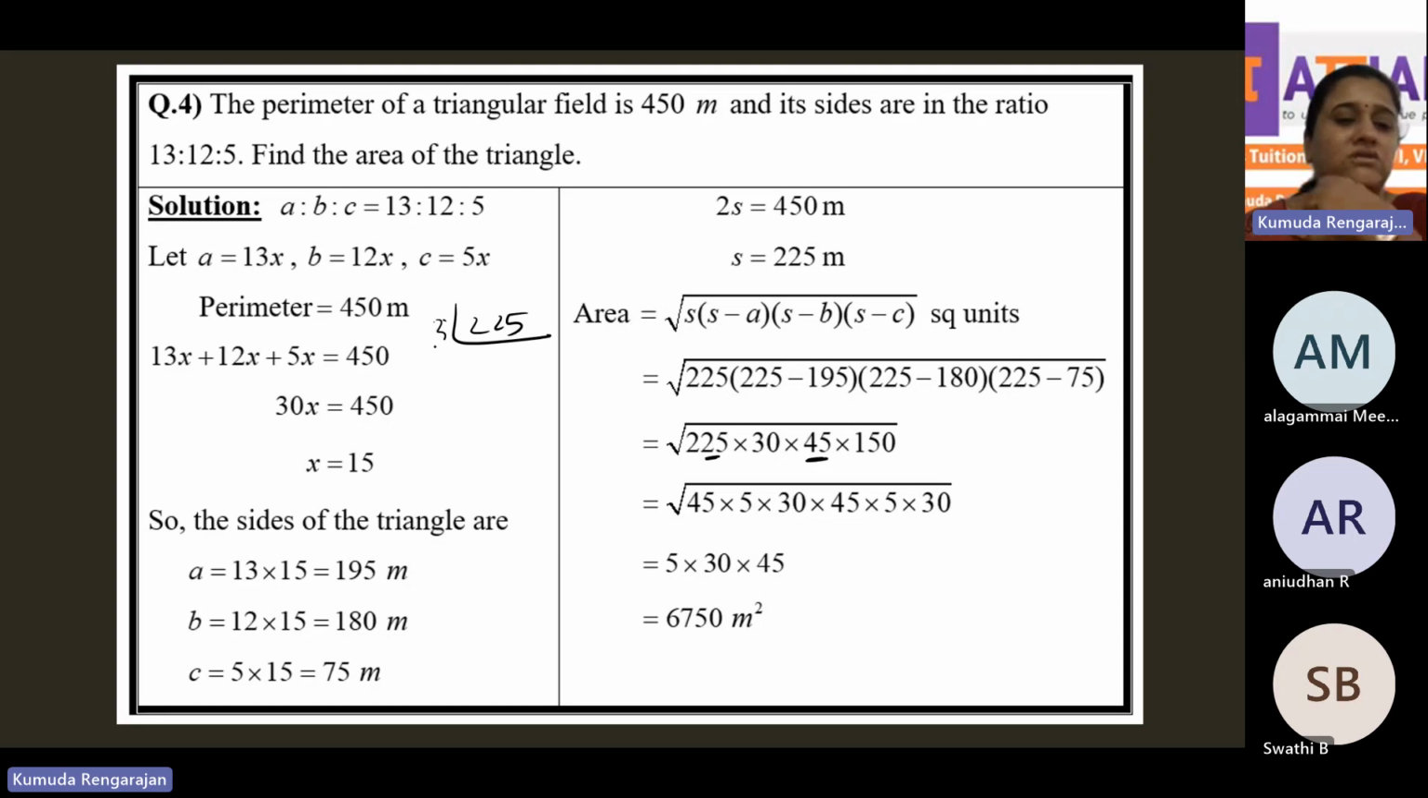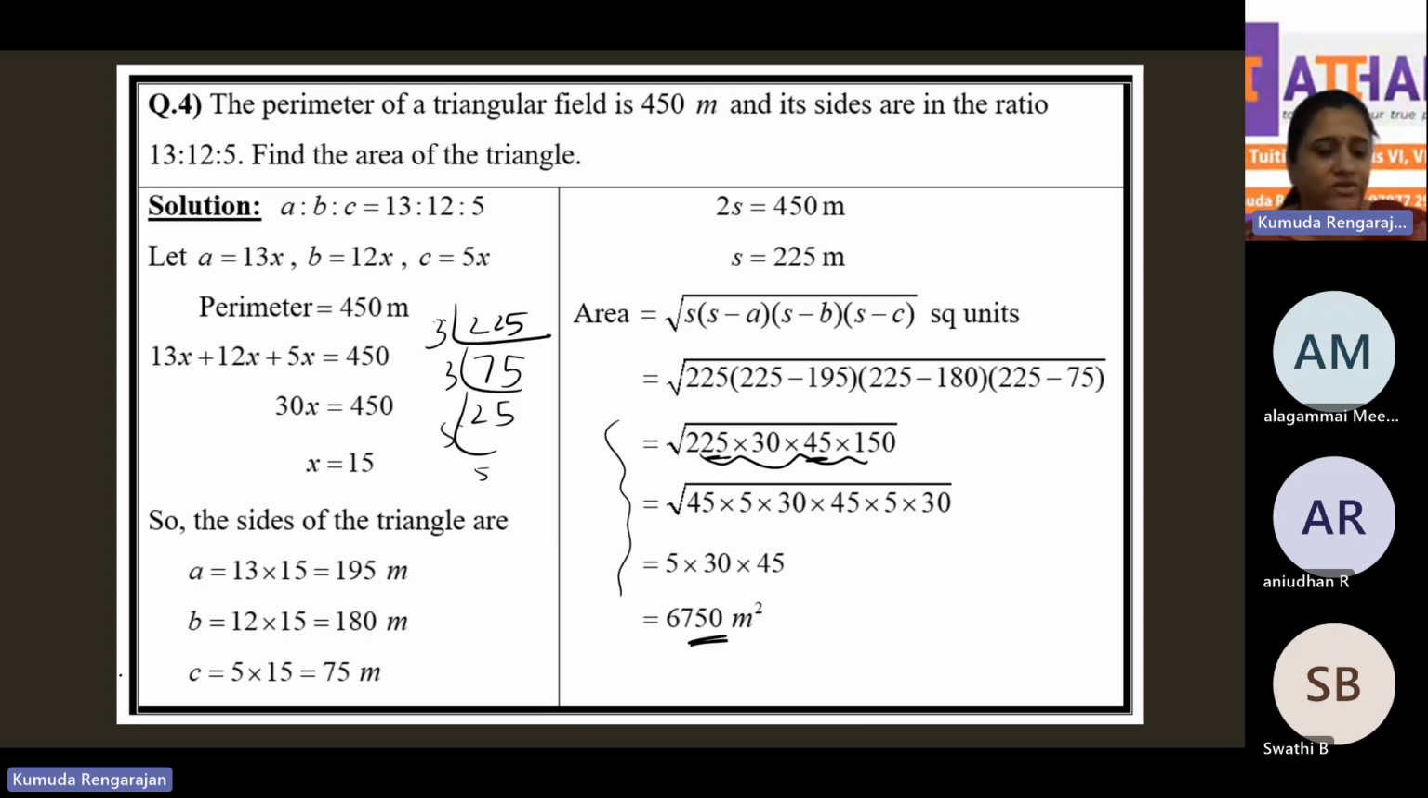Then you should go to this method only. 225, whatever, meaning 3, 7 are 21. Go back to this method. 25 times 5 is 225. So write 225 as 3 into 3 into 5 into 5. Break down every number like that. That also will give you the same answer. This method is just to save time.